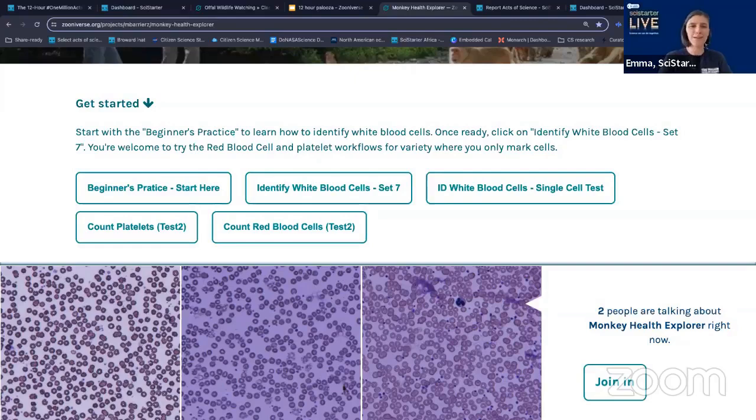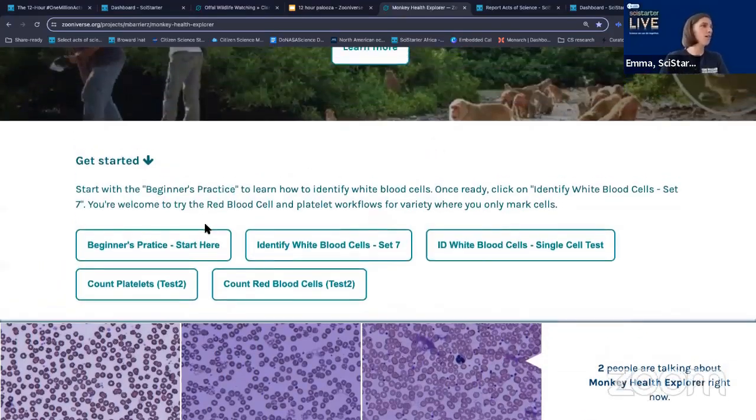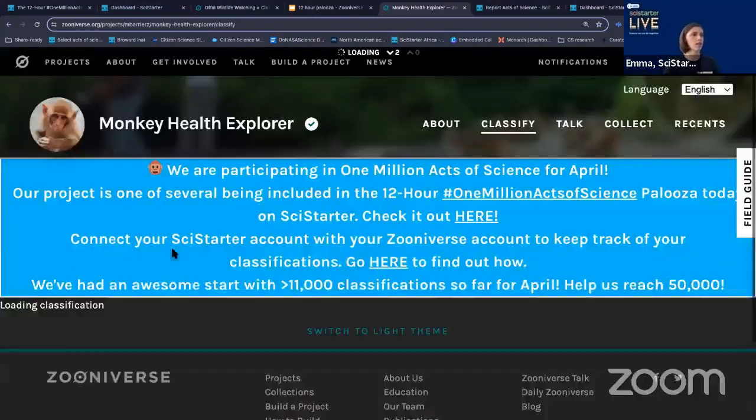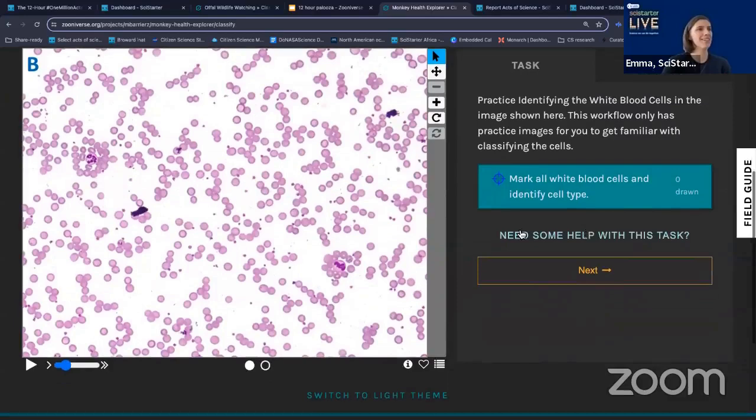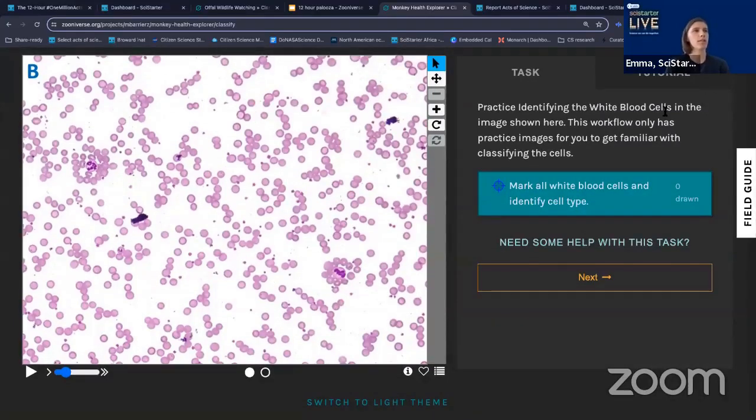Excellent. So, okay, all right, I'm going to test this out with you all. This is beginner's practice. We're going to start there because even though I've done it a couple times, I'm still considered a beginner every time I look at it. We're going to practice identifying white blood cells in the images shown here. This workflow only has practice images, so they're already answered. We can just get a yes or no answer of whether or not we get it right.